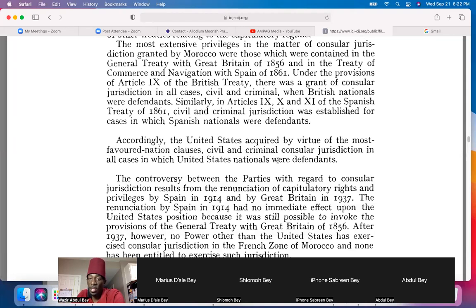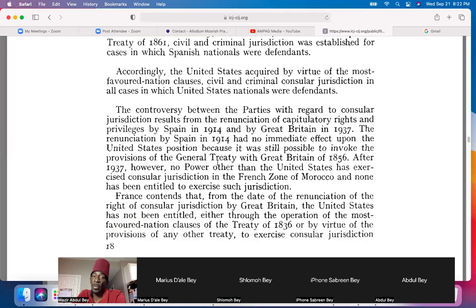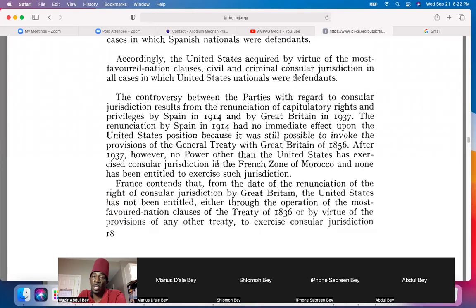Accordingly, the United States acquired, by virtue of the most favored nation clauses, civil and criminal consular jurisdiction in all cases in which United States nationals were defendants. The controversy between the parties with regard to consular jurisdiction results from the renunciation of capitulatory rights and privileges by Spain in 1914. So Great Britain was in 1937 and Spain was in 1914. The renunciation by Spain in 1914 had no immediate effect upon the United States position because it was still possible to invoke the provisions of the General Treaty with Great Britain of 1856.